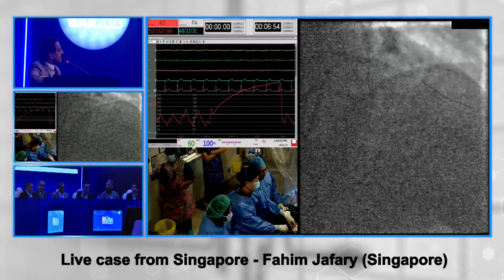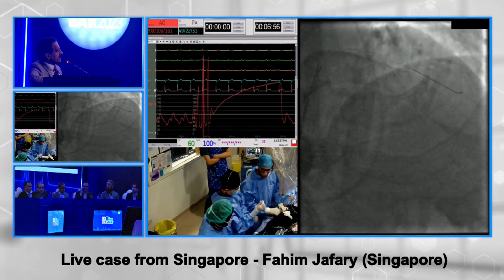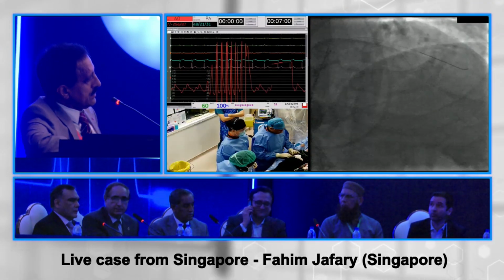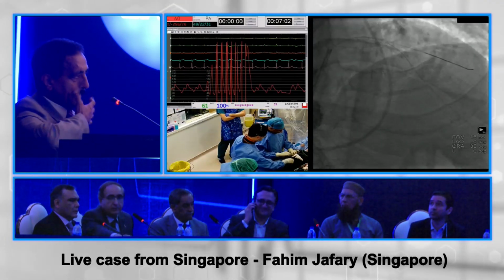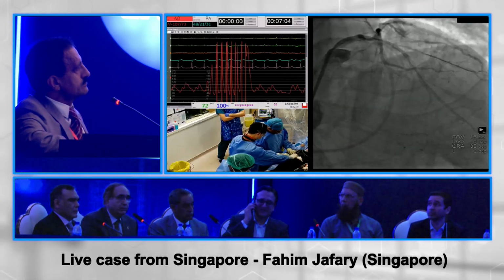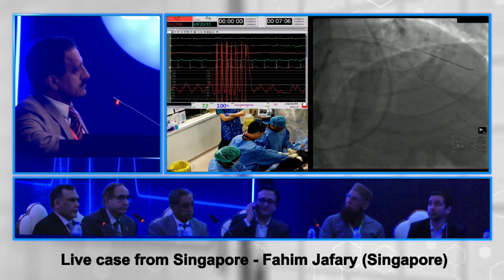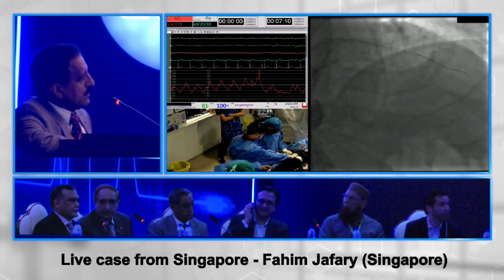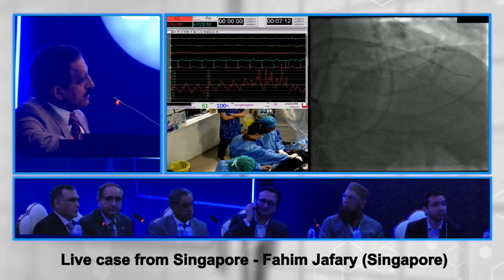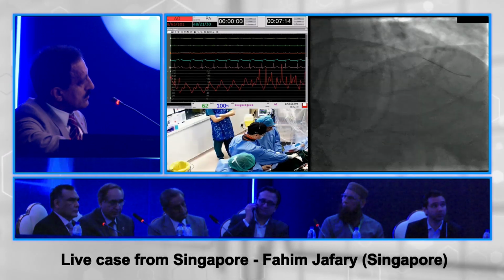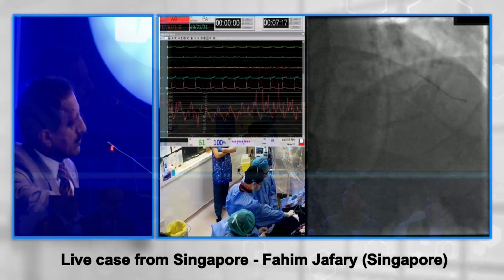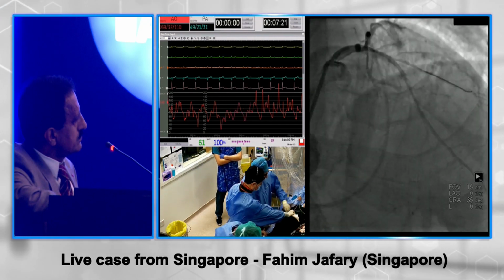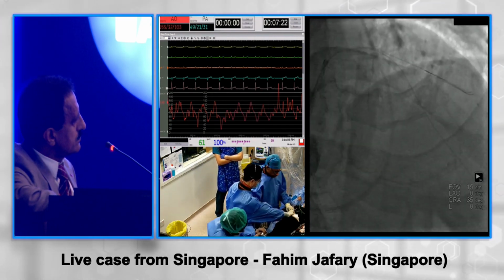Let's do the diag. Okay, Fahim, so what's going on? So we've given all 80 pulses in the LAD, and it looks like it has expanded. We have a little distal dissection, but that's not a surprise. Our thoughts are that at this point we've maximally dilated it as much as we can, so a good idea would be to address the diagonal. We want to do this provisionally.